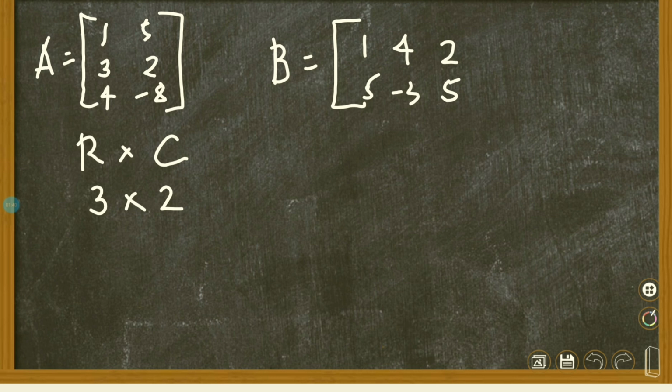Okay? So let's take another example. Matrix B with numbers 1, 4, 2, 5, -3, and 5. So what is the order of this matrix? If you're going to look at it, there are 2 rows and 3 columns. So therefore, the order of this matrix is, this is a 2 by 3 matrix. I hope you get what I'm trying to tell you about matrix.